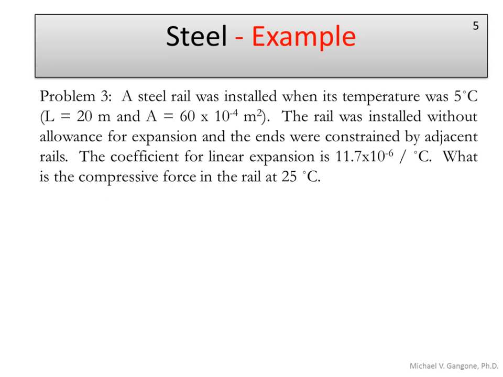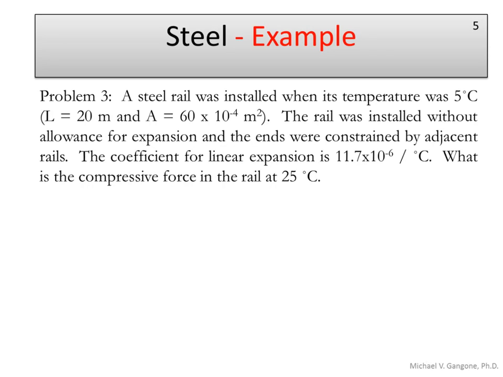All right, so here's a problem for us, and this is a problem that could correspond either to a civil engineering materials type problem, or to a mechanics and materials problem. So we'll go over this right now. We have a steel rail. It was installed at a temperature of 5 degrees C. We're told the length and the cross-sectional area of the rail, and the rail was installed without any allowance for expansion.